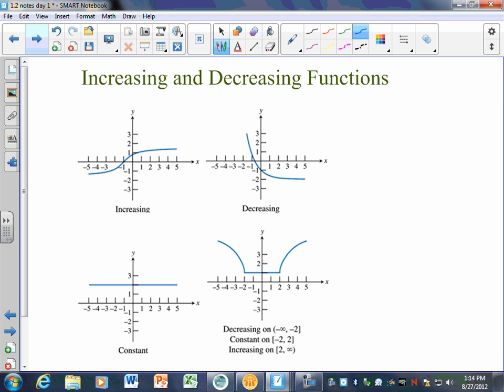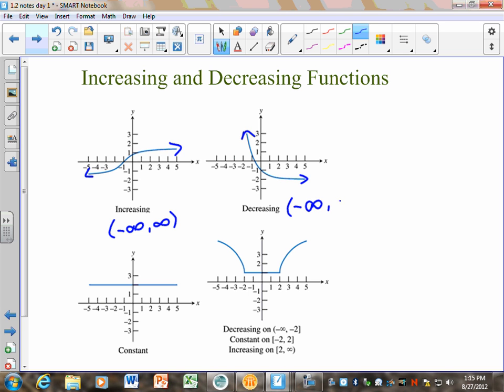Like this lovely function right here, we could say it's increasing on the entire x value. So we could say from negative infinity to infinity, it's increasing. And this is a lovely little graph that's decreasing the entire time. So this would be decreasing from negative infinity to infinity, and constant from negative infinity to infinity. This is like what you're going to see on your homework, a graph that's not constant or increasing or decreasing the whole time. And they want you to give the intervals. And they're talking about the x value intervals. I don't care what's happening on the y-axis.